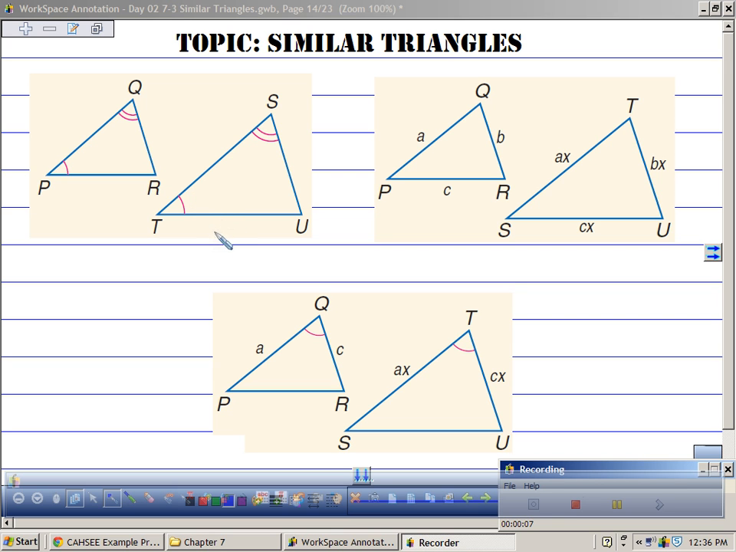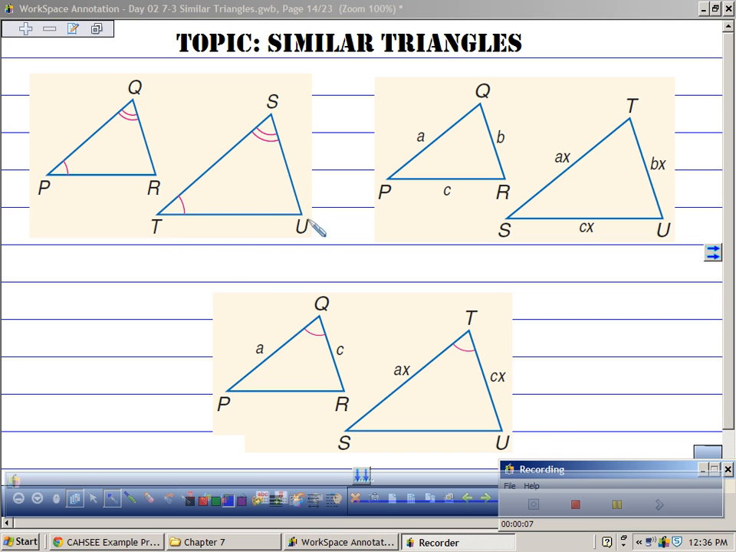Angle, angle, angle. Side, angle, side. Angle, side, angle. No ASS. No SSA. Okay. Now that we're all thoroughly confused, right? I think you understand what I'm talking about, correct?